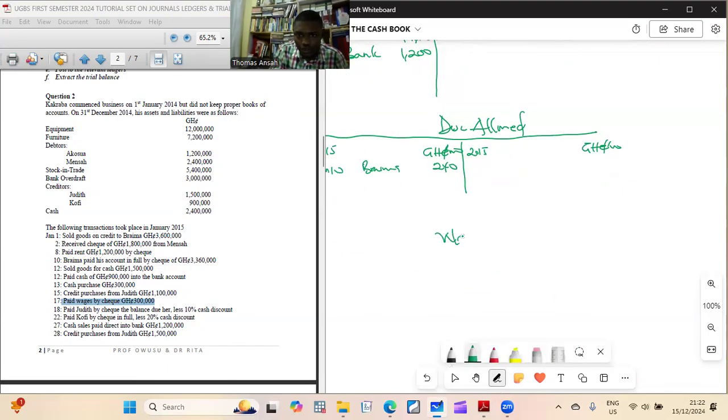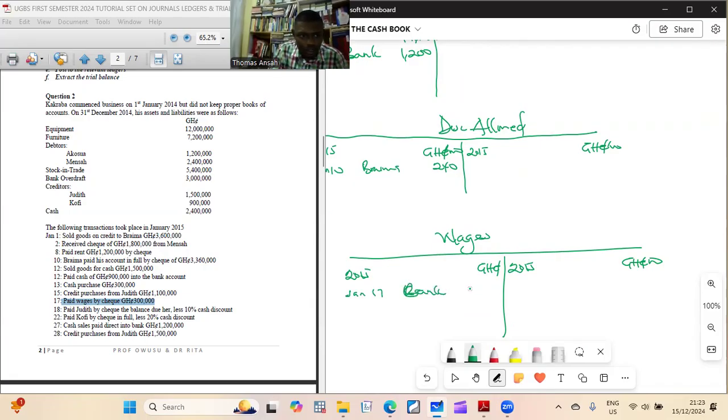So wages, general ledger, 2015, and you have to write fast, okay? So you say January 17th, cash or bank. This one is the bank side. How much is that? 300. You have fulfilled double entry.